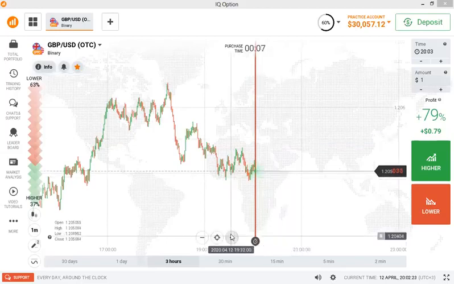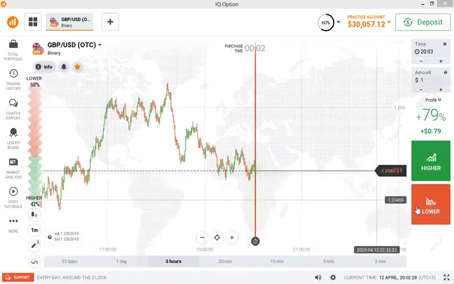So today's class, we're going to talk about SNR levels, and how to trade on SNR levels. That is the support and resistance. Support and resistance.